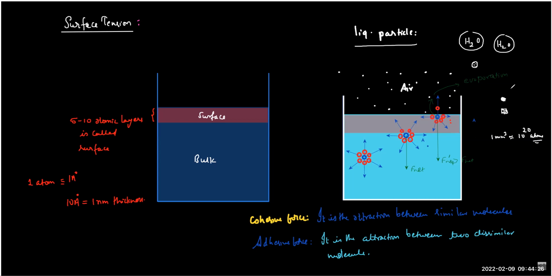So evaporation is a process of leaving the surface by gaining sufficient energy from some external source. And that is why we also say that evaporation is a surface phenomenon. If you have heard in chemistry, evaporation is a surface phenomenon.